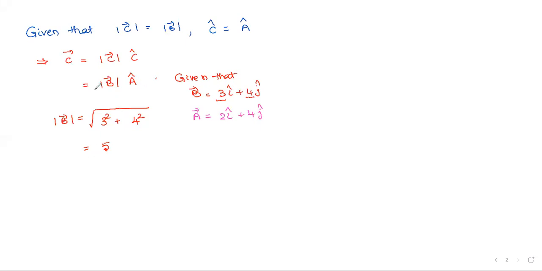Next, I require A cap. B bar already I found. A cap, according to the formula, is A bar by mod A bar. A bar is already there on the board in pink color, 2I cap plus 4J cap, by mod A bar. Mod of this one, if I calculate here, is root of ax square plus ay square. That is 2 square plus 4 square, 4 square is 16, 16 plus 4, 20, under root 20.